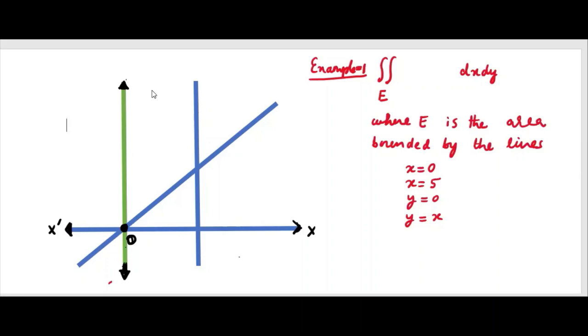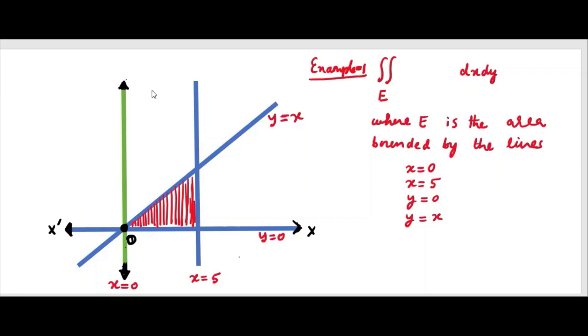What are the limits? See here x = 0 and here x = 5. And this equation y = 0, you know it. And the equation of this line is y = x. If y = x is given, you will be able to draw these 4 lines, right? x = 0 is the y-axis, we know; y = 0 is the x-axis, we know; x = 5 is a line parallel to the y-axis. The only thing is y = x, the equation of a straight line. If you want, you can take 2 points and find it. Now this is the area. On this area, there are infinite number of points. All these points have to pass through the function I will write here, and whatever new numbers you get, you have to sum them. That is the meaning of double integration.